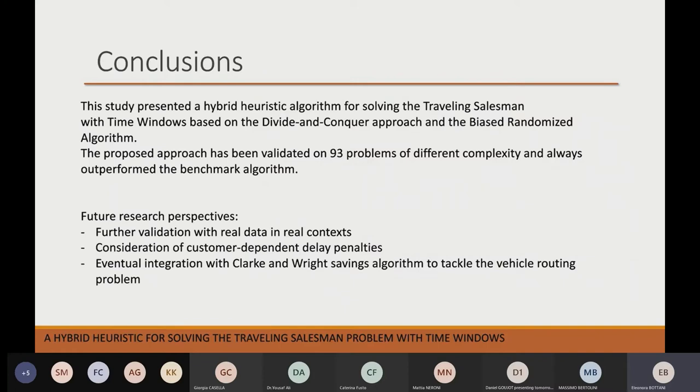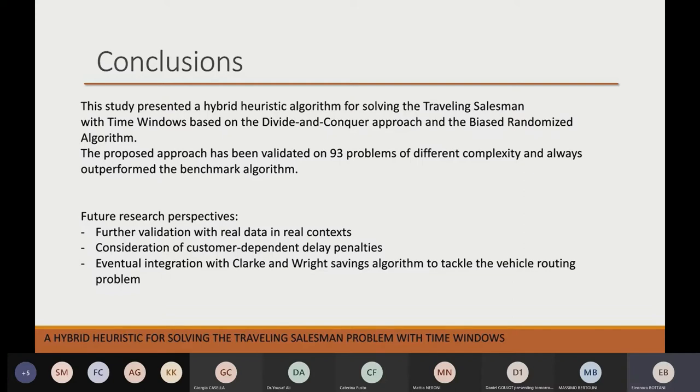That's it. We proposed in this paper this algorithm for the big size traveling salesman problem with time windows. We combined these two techniques, the divide and conquer and the Bayes randomization, which has never been combined before in literature to our best knowledge. We validated it on 93 very complicated problems from 200 up to 550 nodes. As a future research perspective, we would like to validate the proposed solution in real data, in a real industrial environment.